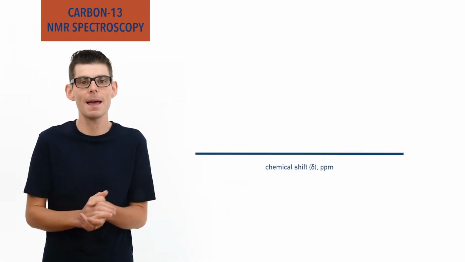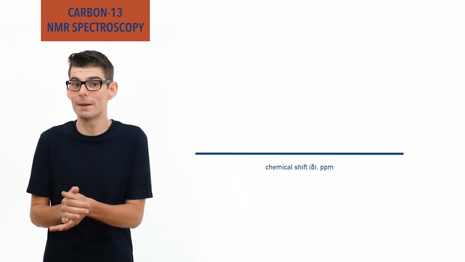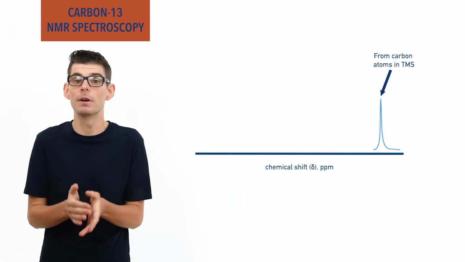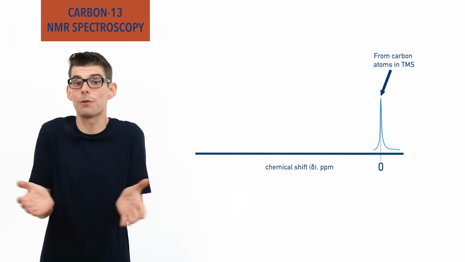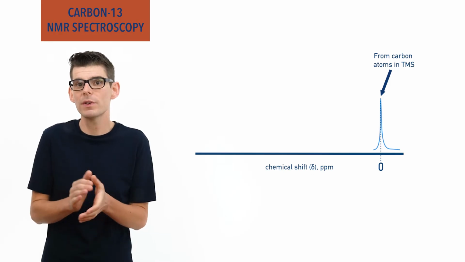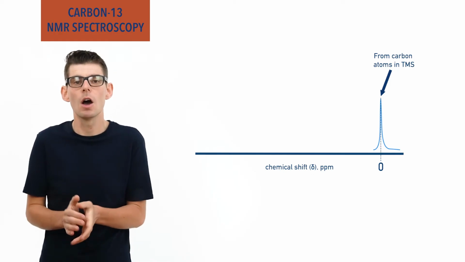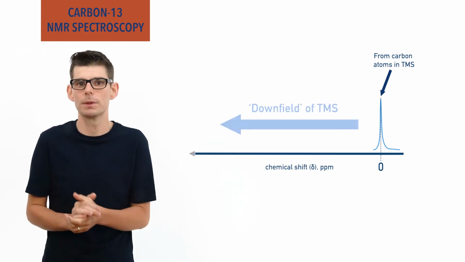How frequencies of absorption for carbon nuclei in samples compare to the frequency absorbed in the standard TMS is shown using something called chemical shift, ppm. The absorption for the resonance of carbon nuclei in TMS is given a ppm of 0, as everything else is compared to this point. Absorptions that are different and further away from the TMS 0 ppm are considered to be downfield.